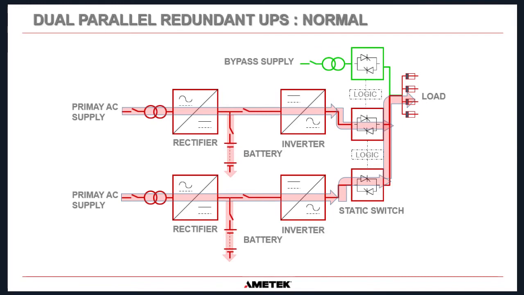run in parallel. So in normal operation, both UPSs have power flow as normal coming from the AC input through the rectifier. They keep their batteries trickle charged. The DC goes through the inverter, and they go out through their static switches to the load. So they're both running in parallel, sharing the load together.